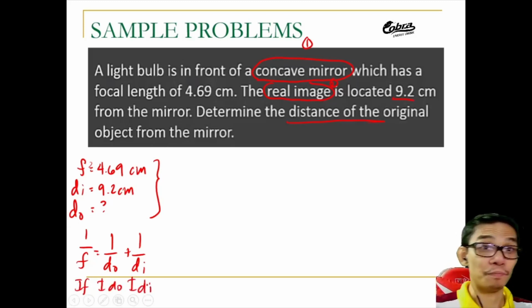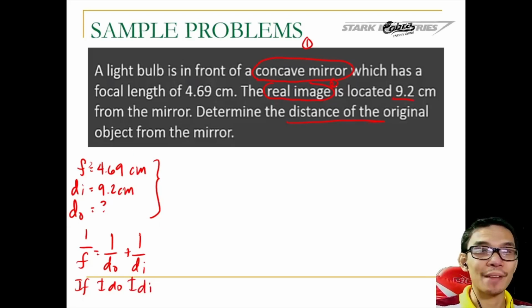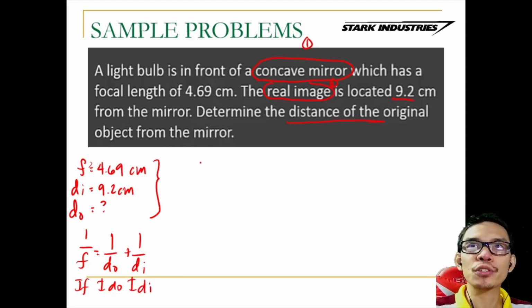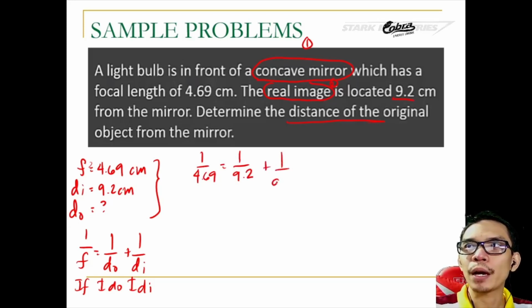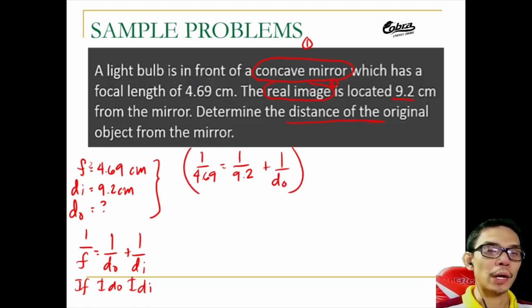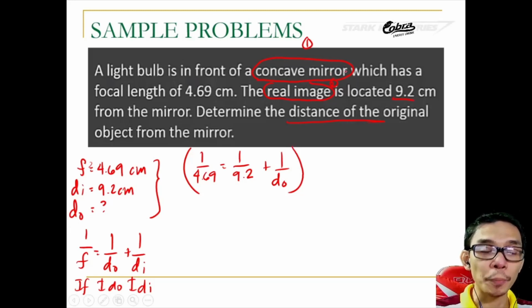Okay, so for you not to forget this formula. Let's substitute all the values that we have right here. So we have 4.69 is equal to 1 over 9.2 plus 1 over d sub o. There you go. Now in this case, we are going to use the least common denominator or least common multiple.